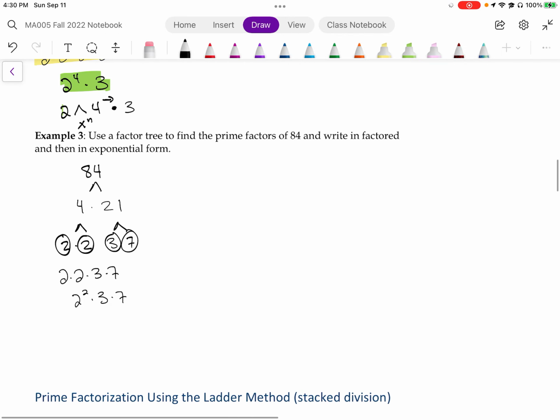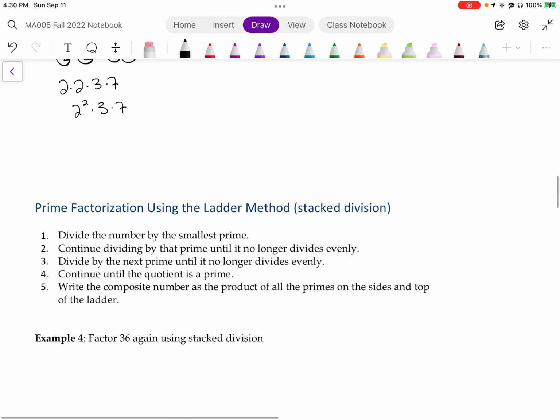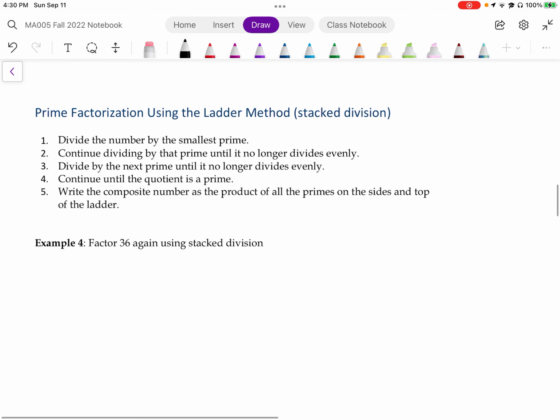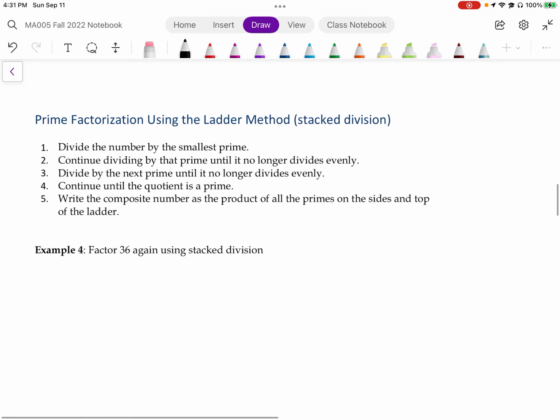All right. So there's another method. I'm not going to talk about this in class. This is using the ladder method. And here's the steps. You can come back and look at this later, but I am going to show you, starting with the same number that we had before. This time we're going to start down low. We're going to start right down here, and we're going to write 36 with a division sign. And I'm going to start with the smallest prime I can think of, 2.